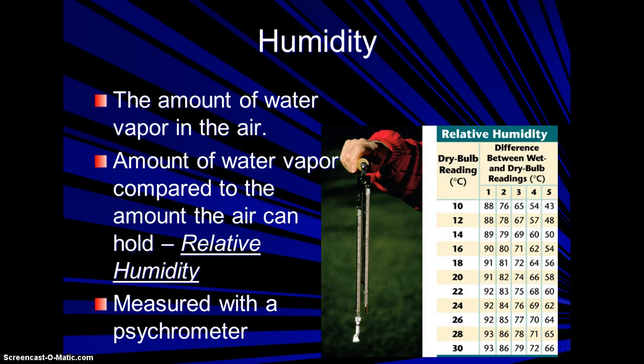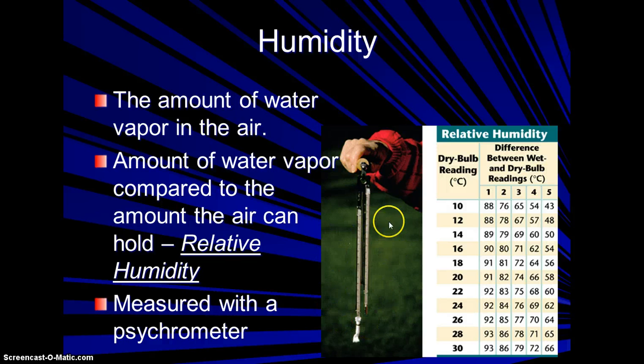Now, the percentage that you hear from the weatherman is actually called relative humidity. So the weatherman is taking the amount of water vapor that's in the air and comparing it to how much water that the air could possibly hold before it's saturated. When he divides those two numbers out, he gets a percentage, which is what he reports to you as 100% humidity or 50% humidity or whatever the number may be. Now, we measure it with the psychrometer. So that's the tool that we use to measure relative humidity.